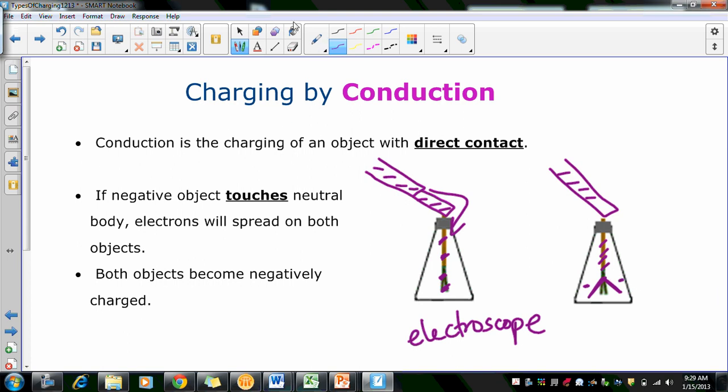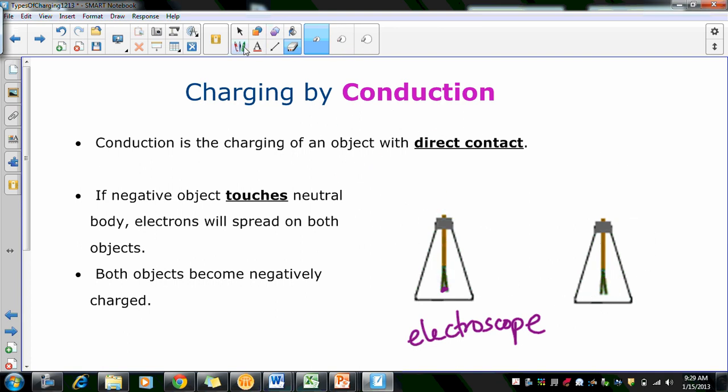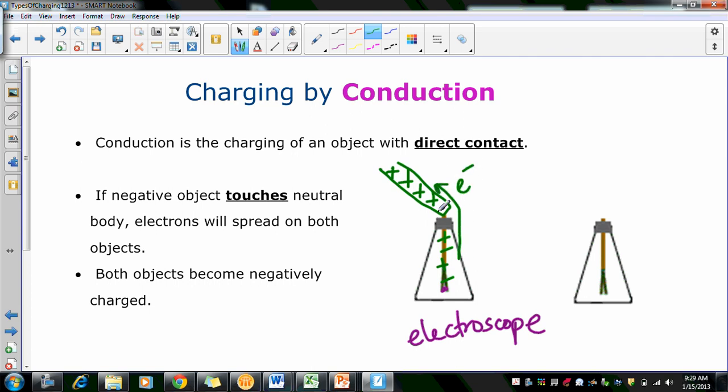Now what happens if we have a positive object that comes in? So we have a positive rod that comes in. And the reason why it's positive is because it has less electrons. So this neutral object, plus minus, right? Equal number of protons and electrons, will give electrons to this positive rod. Well, what it does is it makes this positive rod a little less positive, but it still ends positive.